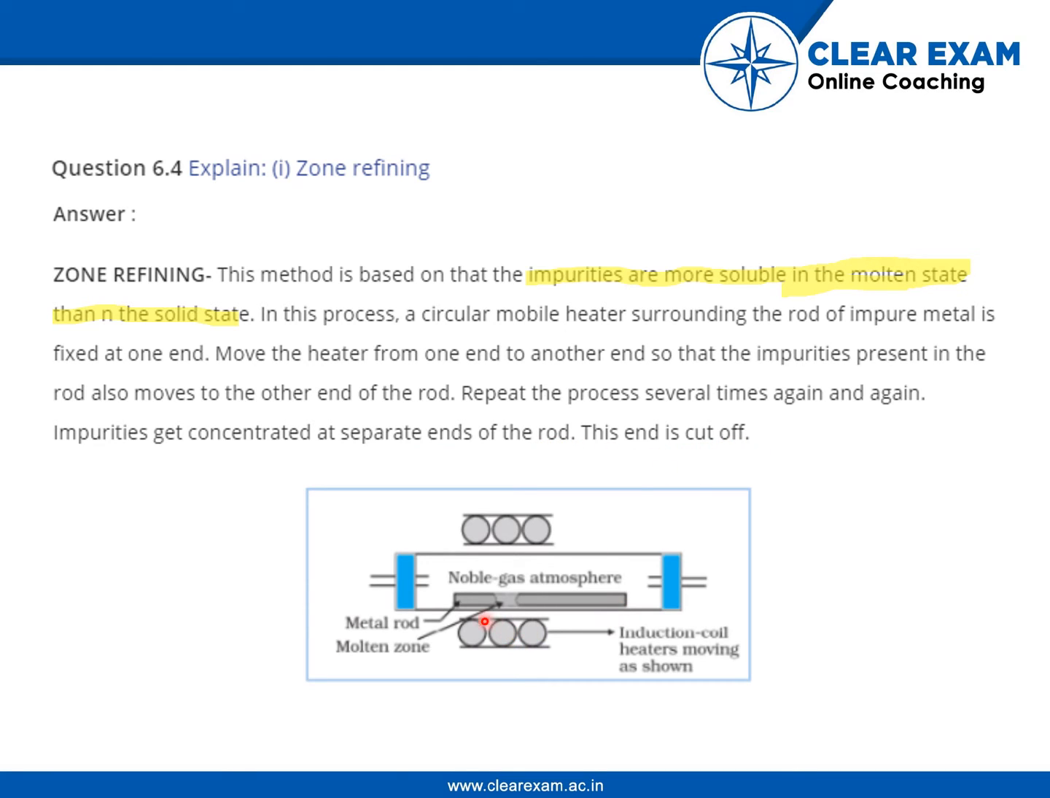Okay. So basically, this is the metal rod as shown here, and this is the induction coil. It is moving as shown. As you can see, the impurities are more soluble in the molten state than in the solid state. So we will move the heater from one end to the other end. Since the impurities are more soluble, they will get concentrated on the ends of the rod.